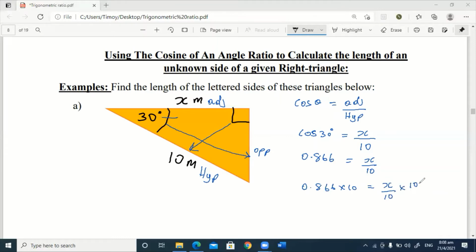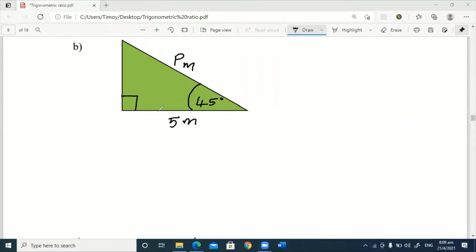Note here, 10 into 10 is 1, so that leaves us back with just x. And 0.866 times 10 will just give us 8.66 meters. All right? And that's how you use the cosine of an angle to determine the length of a right angle triangle. So for our second problem, we are asked to determine the length of P here.